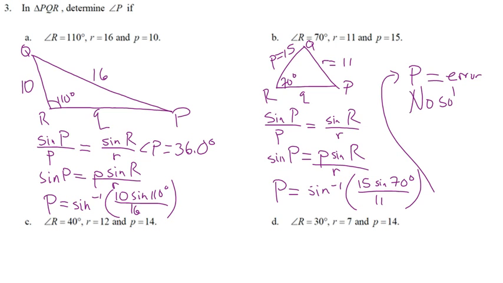No solution. So actually, forget this sine inverse. Let's just, what is 15 sine 70? So 15 sine 70 divided by 11, that's 1.28. Well, that's bigger than 1, right? And we know that sines have to be between 1 and negative 1. So there is no angle P, right?